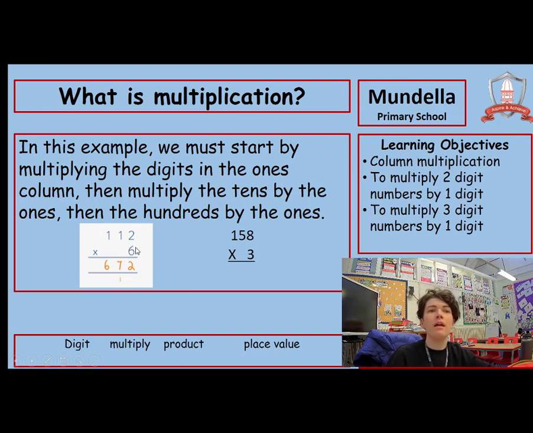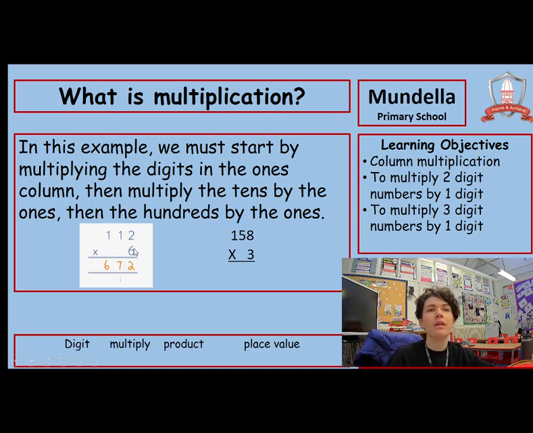Then I have to multiply the ones by the tens. So I do my 6 multiplied by the 1 here, or 6 multiplied by 10 is 60. Now, because the 1 is clearly written in my place value column, I can get away with saying 6 multiplied by 1 is 6, add the 1 is 7.